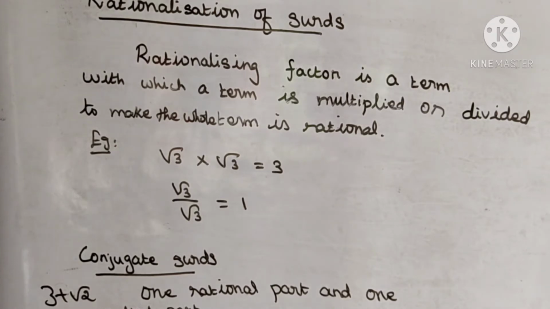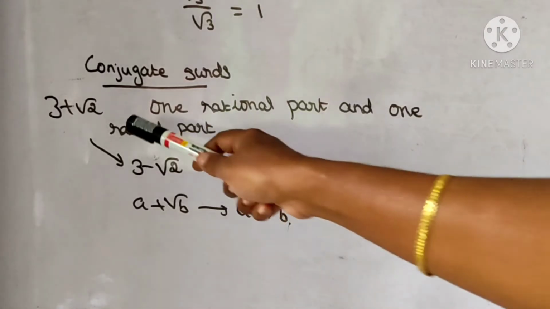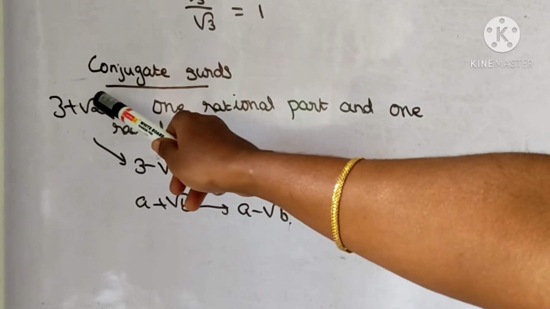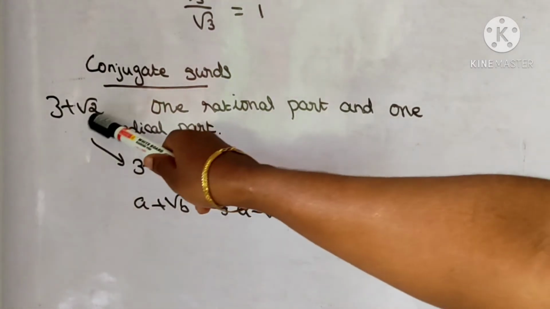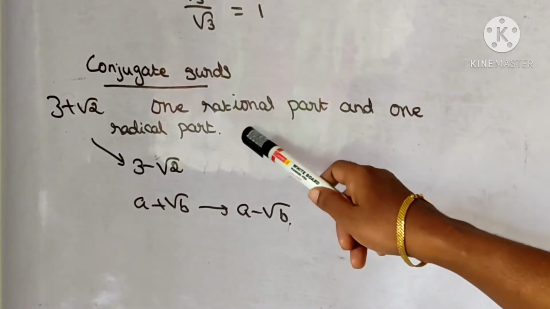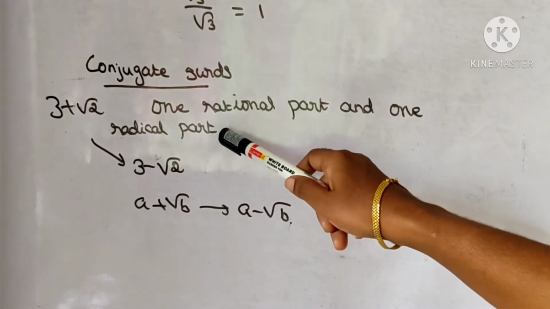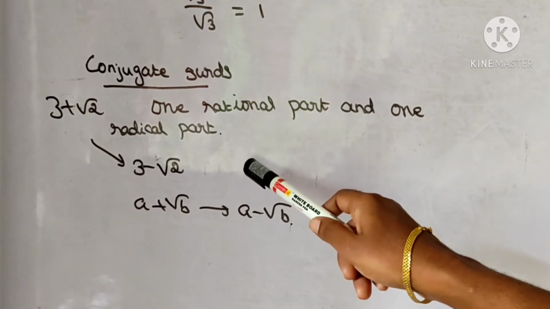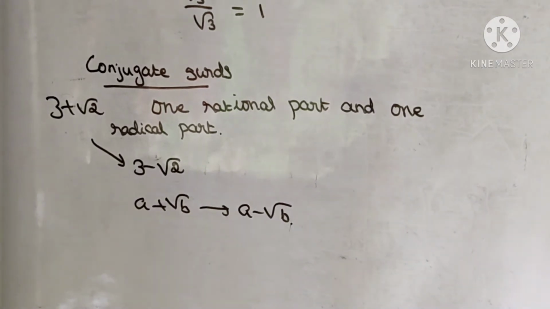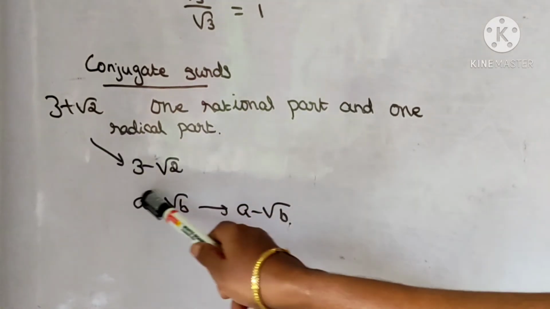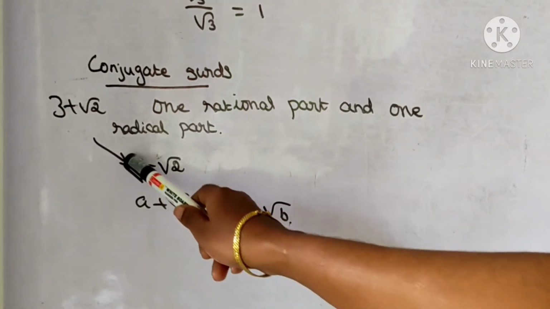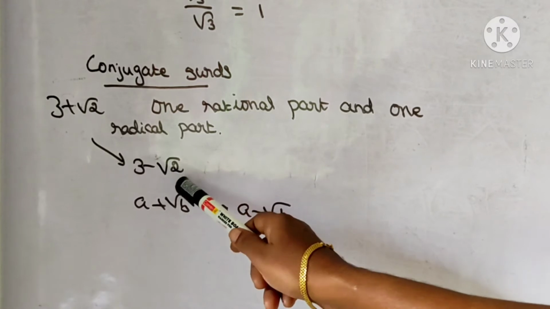Next, conjugate surds. Can you guess the rationalizing factor of 3 plus root 2? This surd has one rational part and one radical part. In such cases, the rationalizing factor has an interesting form. The rationalizing factor for 3 plus root 2 is 3 minus root 2.